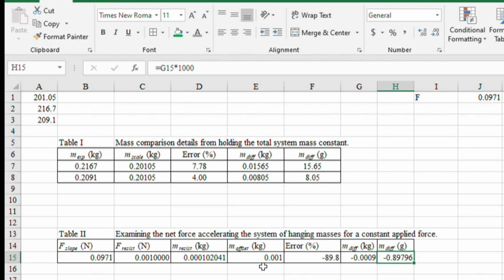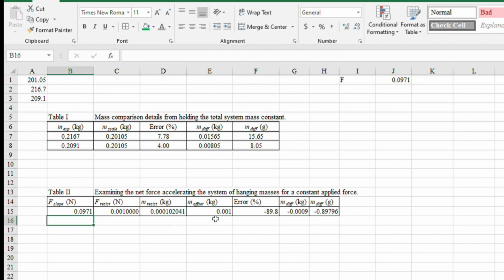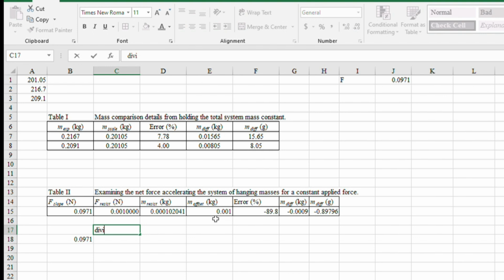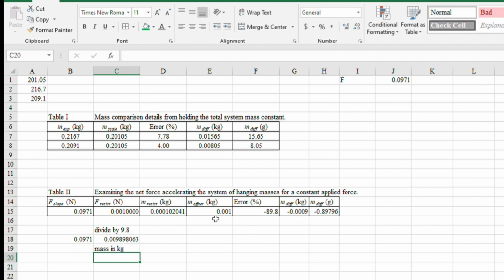The mass difference here is almost 1 gram, and that should correspond to the mass that you would put on there. Now, another way to think about this is to simply say, okay, I've got the slope. The slope is 0.0971, and if we divide that by 9.81, we get a number. This is going to be the mass in kilograms of the effective force that is moving the system along.